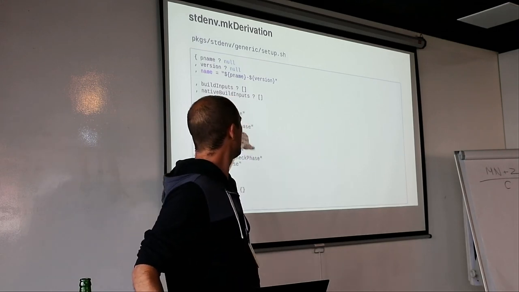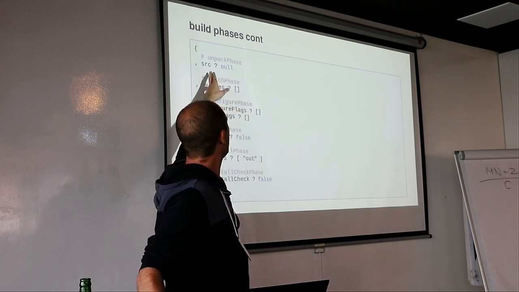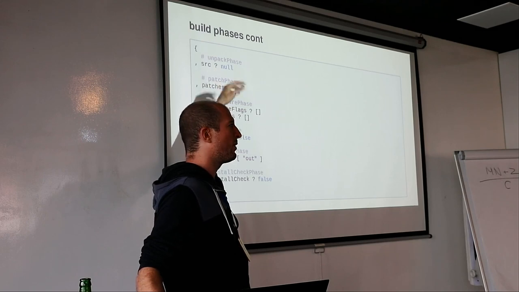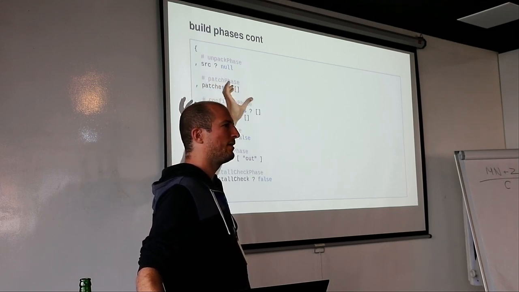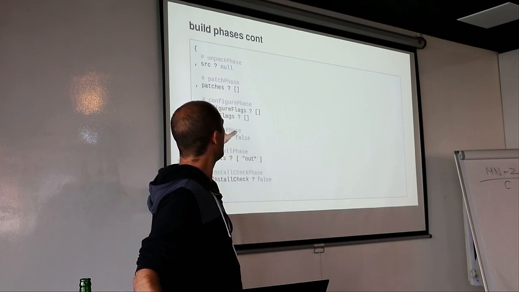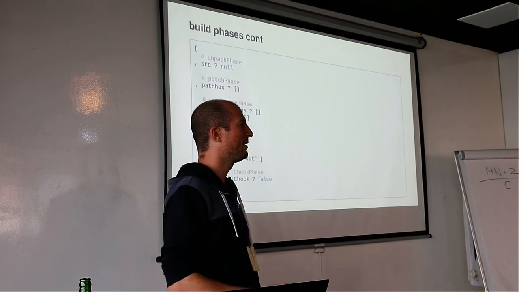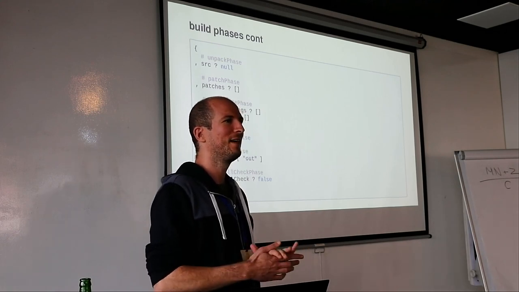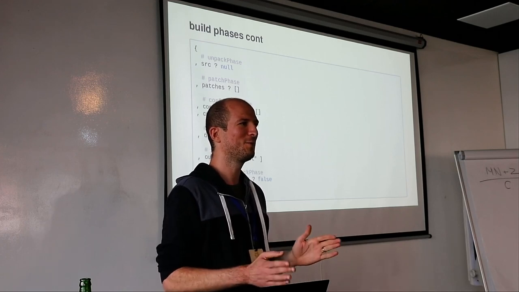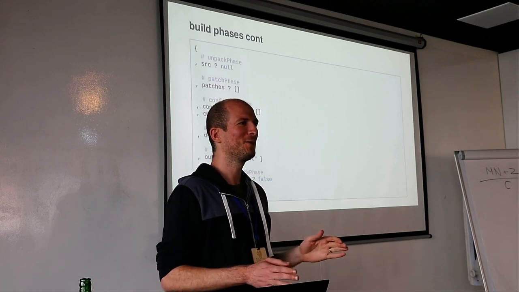So for each of these phases, we also have some extra arguments. So the unpack phase, we need the SRC attribute. That's where we fetch the source. We had the fetch URL previously. In the configure phase, we can pass some configure flags for all the tools. Has anyone used the autotools project before? Raise your hands. Okay, so half of the room knows what I'm talking about.